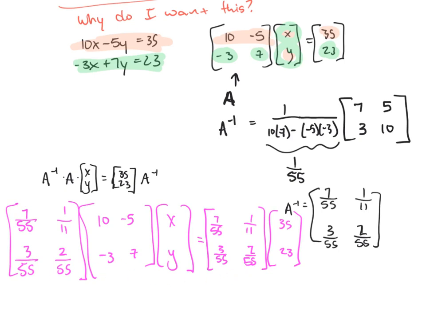And I should mention, I've kind of been lax about this thus far. The order, of course, does matter. Because up here, this is a 2 by 1, and this is a 2 by 2. Obviously, because these inner terms don't match, I can't multiply those. So you do actually have to have A inverse over in the front.